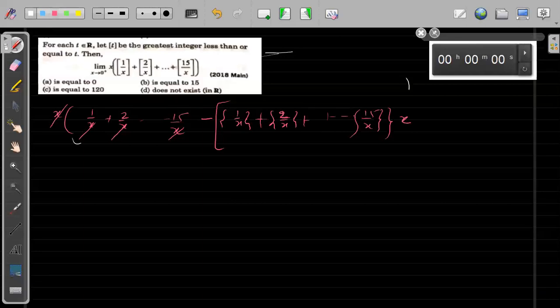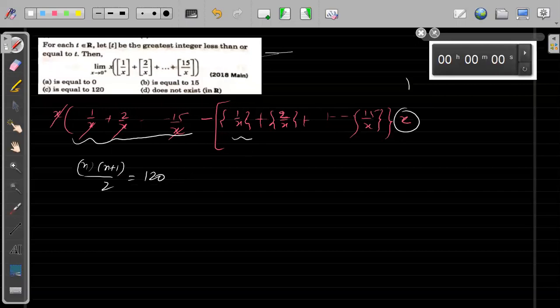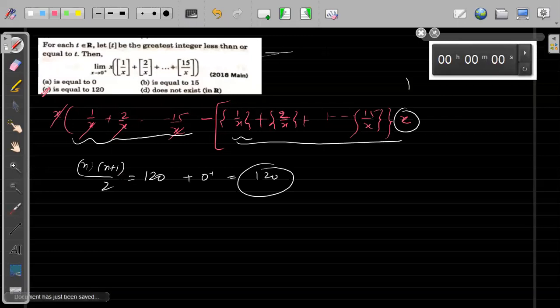Now this is the sum of the first 15 natural numbers. The sum of the first n natural numbers is n into n plus 1 by 2, which will give you 120. x, something less than 1, into something less than 1 will always make a very small contribution. That means we can almost write this as 0 plus. So the answer will be 120. So the answer will be simply C. I hope everybody understood.